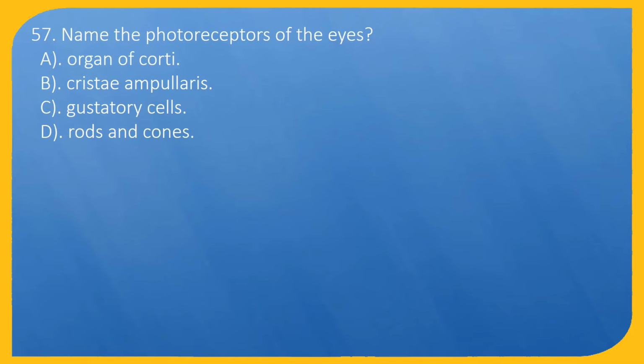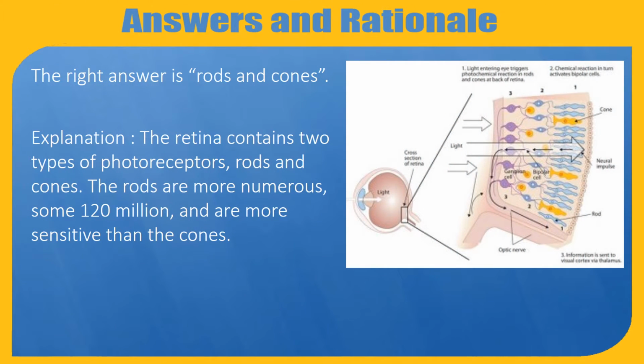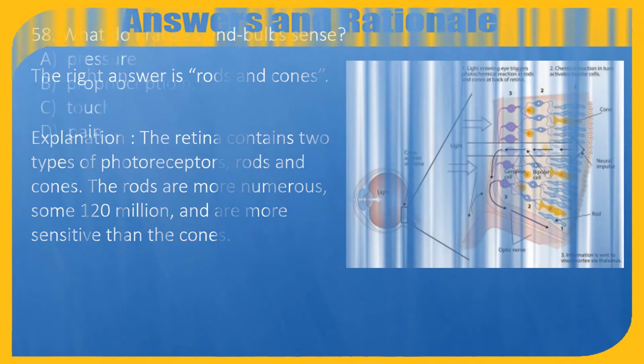Question 57. Name the photoreceptors of the eyes. A. Organ of Corti. B. Cristae ampullaris. C. Gustatory cells. D. Rods and cones. The right answer is rods and cones. Explanation: the retina contains 2 types of photoreceptors, rods and cones. The rods are more numerous, some 120 million, and are more sensitive than the cones.